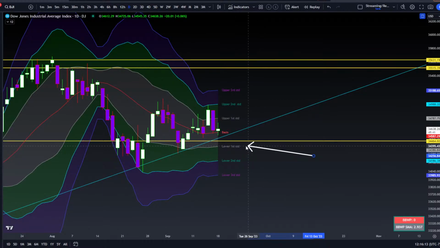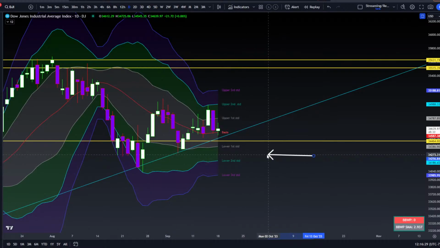Lower first is right around 34. We'll call it 34.4. We'll split the difference between the support and the lower first. We see closures below around 34.4. That also closed below that wick low at 34.3. Then I'm looking to the lower second around this low.